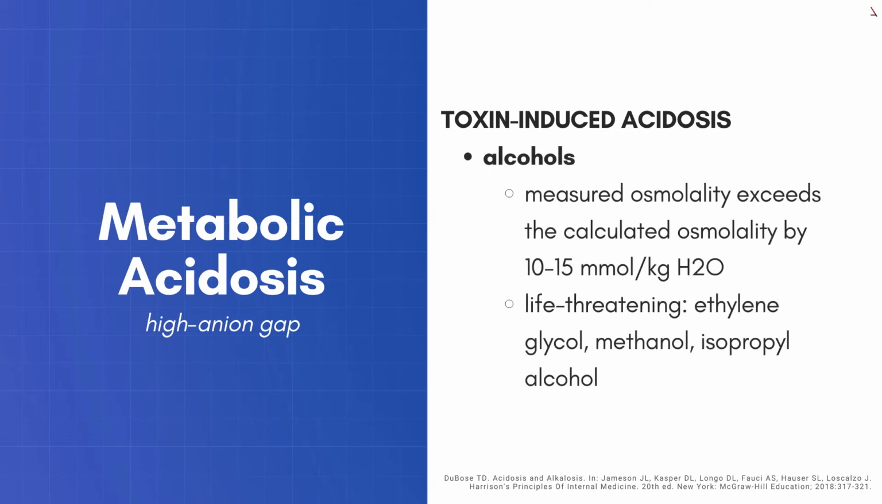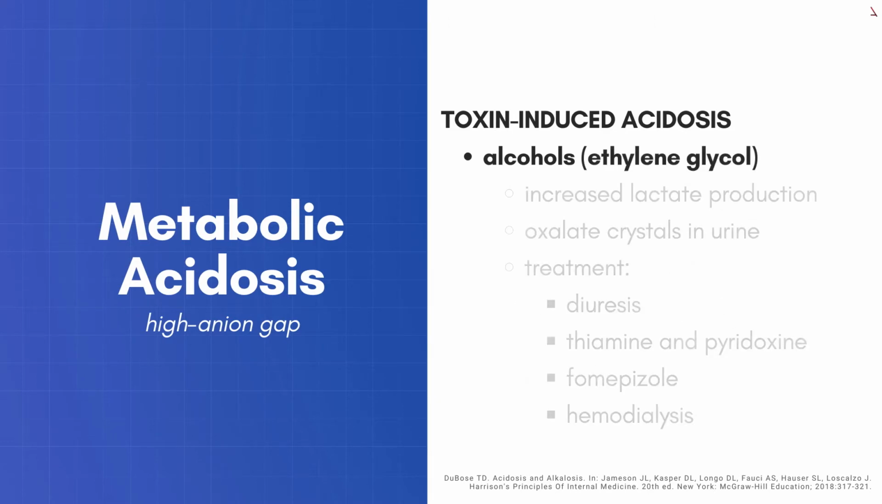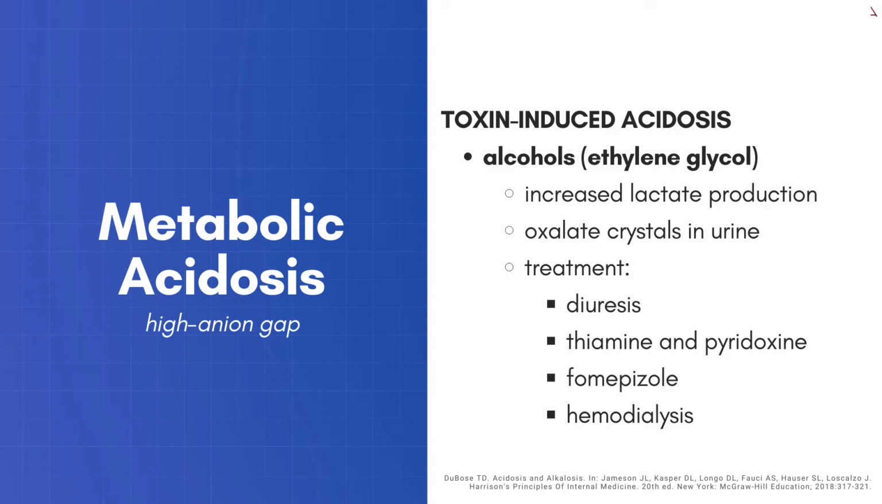Next is alcohols. So acidosis occurs when measured osmolality exceeds the calculated osmolality by more than 10 to 15 millimoles per kilogram of water. The 3 alcohols that may cause fatal intoxications are ethylene glycol, methanol, and isopropyl alcohol. In ethylene glycol ingestion, there is increased lactate production secondary to inhibition of tricarboxylic acid cycle and altered intracellular redox state. The presence of oxalate crystals in the urine will help in the diagnosis.